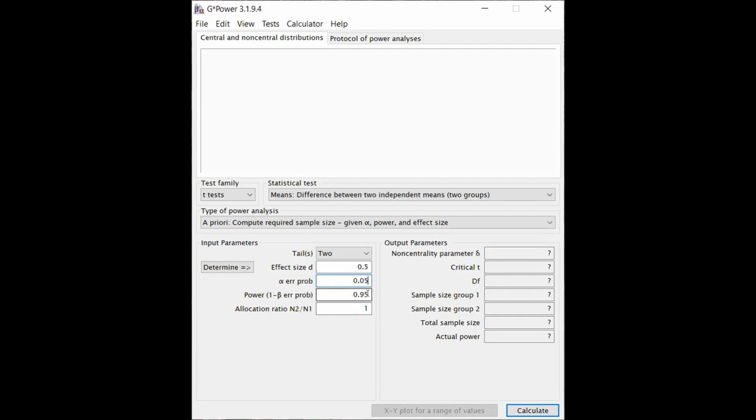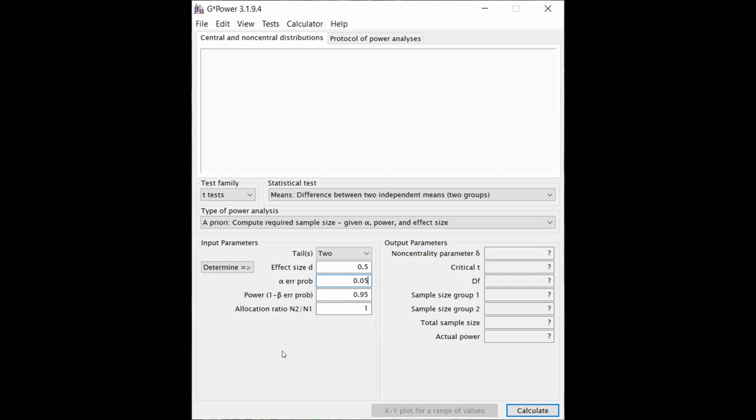My power, I can use 0.95, which is the most common. I can also use 0.8. I'll show you the meaning of that in a moment. And then finally, for this test, allocation ratio, N1 and N2.